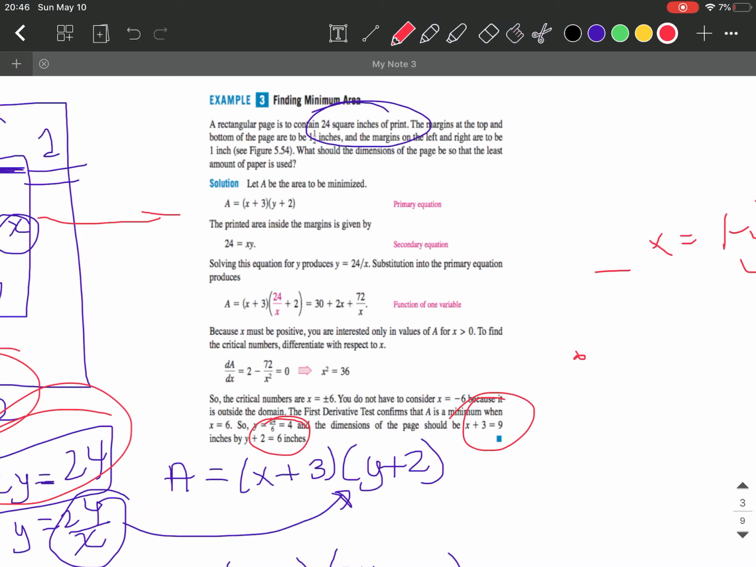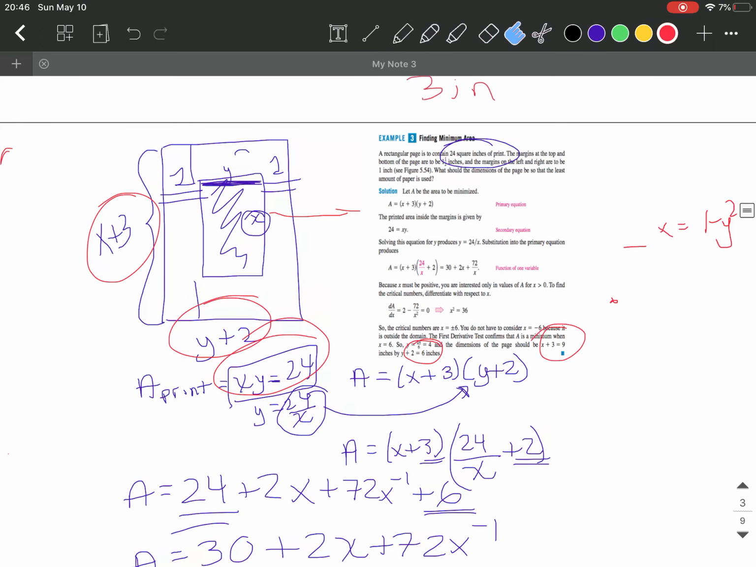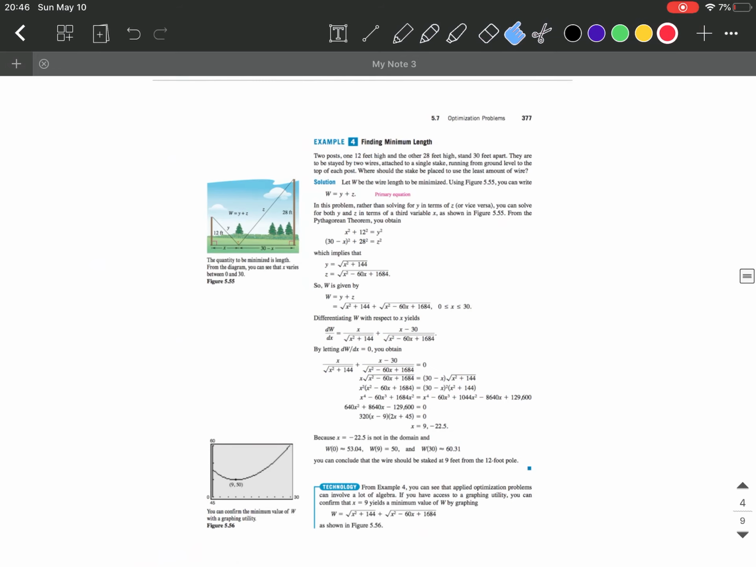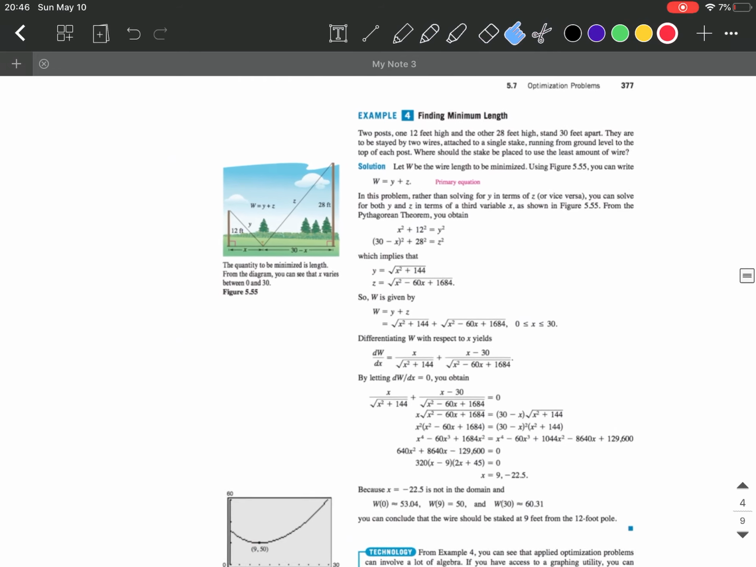Okay. So those are very, very basic optimization problems. I think this is about the difficulty level you would expect in your AP, the one we just did. Let me see if there's another one over here that's worth doing right now.